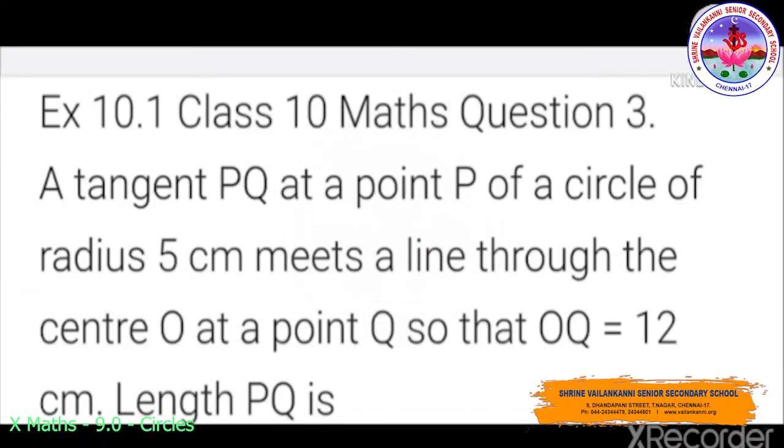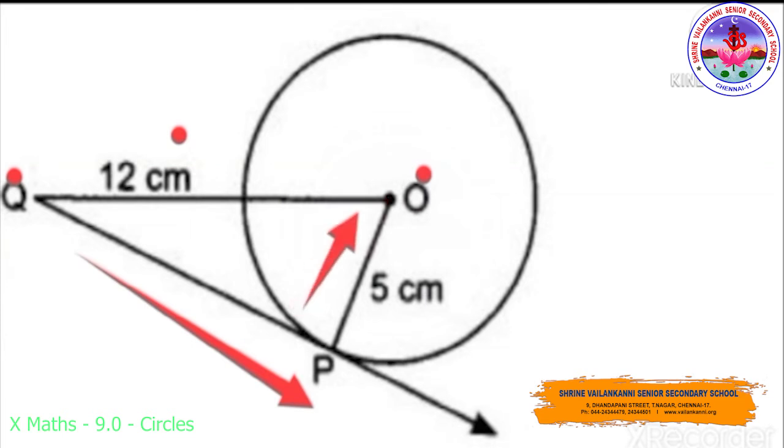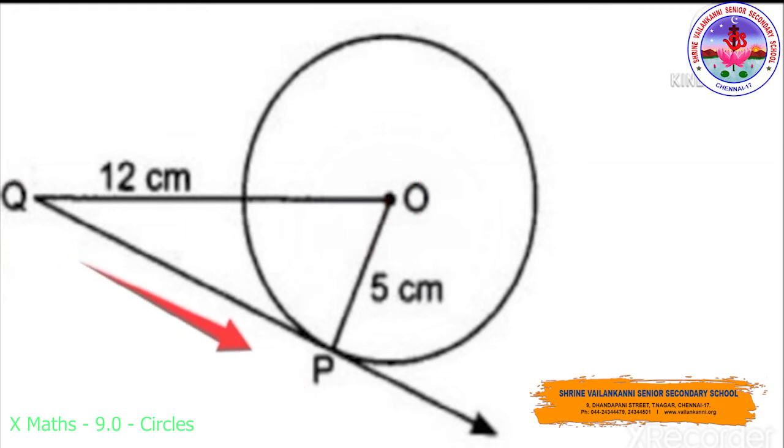A tangent PQ at a point P of a circle of radius 5 cm meets a line through the center O at a point Q, so that OQ is equal to 12 cm. Find the length of PQ. In the problem, it says that QP is a tangent drawn from an external point Q, where this tangent meets the line drawn from the center at a distance of 12 cm, and the radius of the circle is given as 5 cm. So we need to find out the length of the tangent QP.